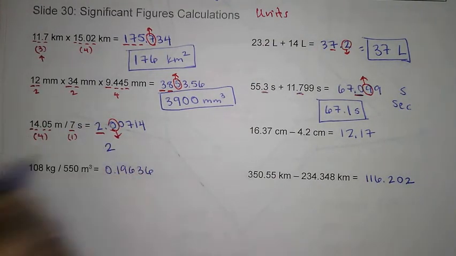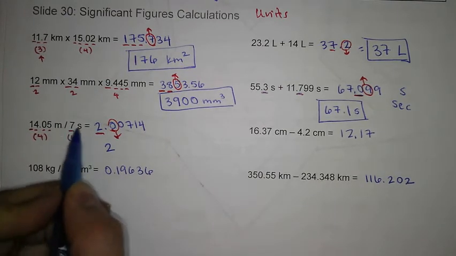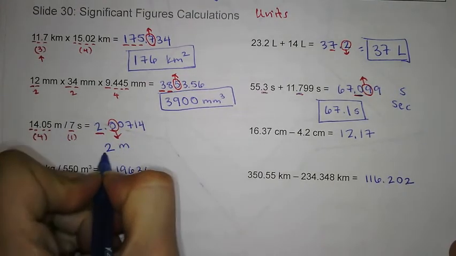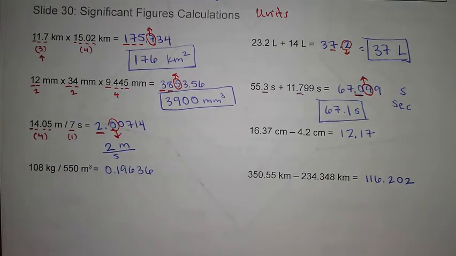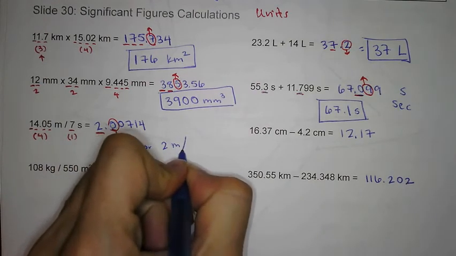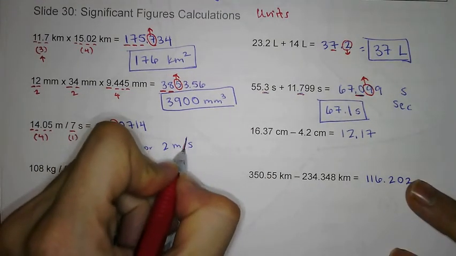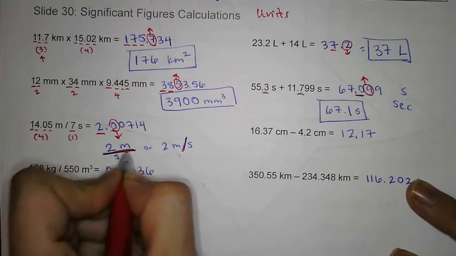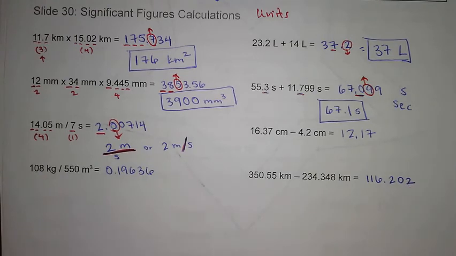Now, here's where this gets interesting. I have meters divided by seconds. Those 2 units are not the same. They do not cancel. So I would keep them both. Meters divided by seconds, just like that. If you were typing this into a computer, it might look like this: 2 meters and then slash seconds, where the slash is the fraction line. The 2 meters is in the numerator. The seconds is in the denominator. That's exactly what that means.